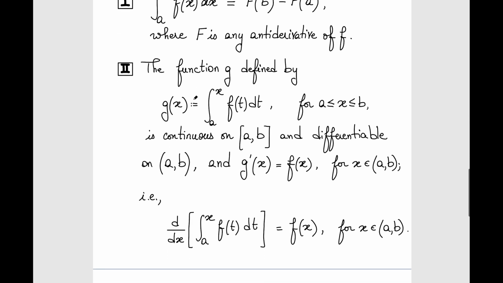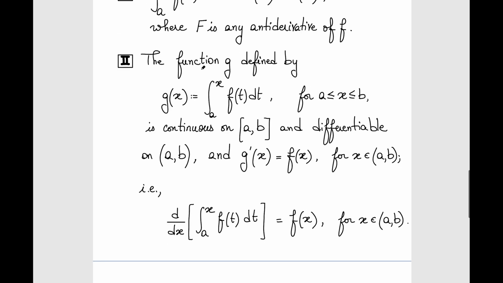Part 2 of the fundamental theorem of calculus is that if you define a function g of x to be as such, and the x is the variable, right?